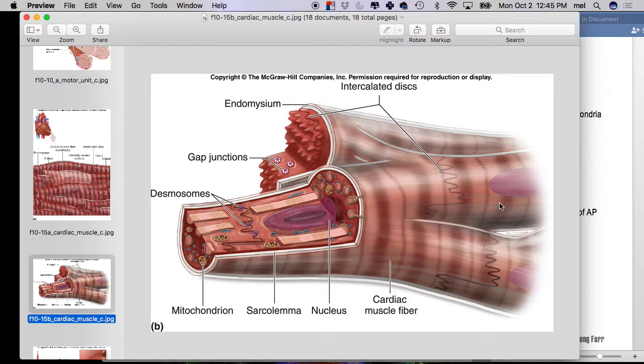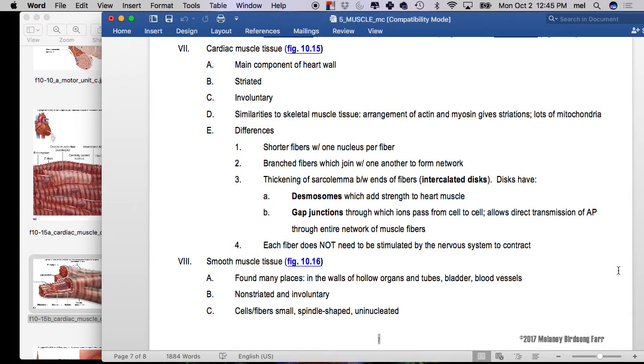It is, however, striated. And of course, the cells can communicate with one another at the intercalated discs, where you have your gap junctions and your desmosomes. So it is striated, but it's under involuntary control. It has the same arrangement of actin and myosin, and lots of mitochondria. One of the problems with cardiac muscle is that it does not store oxygen, though. So you're kind of hosed.